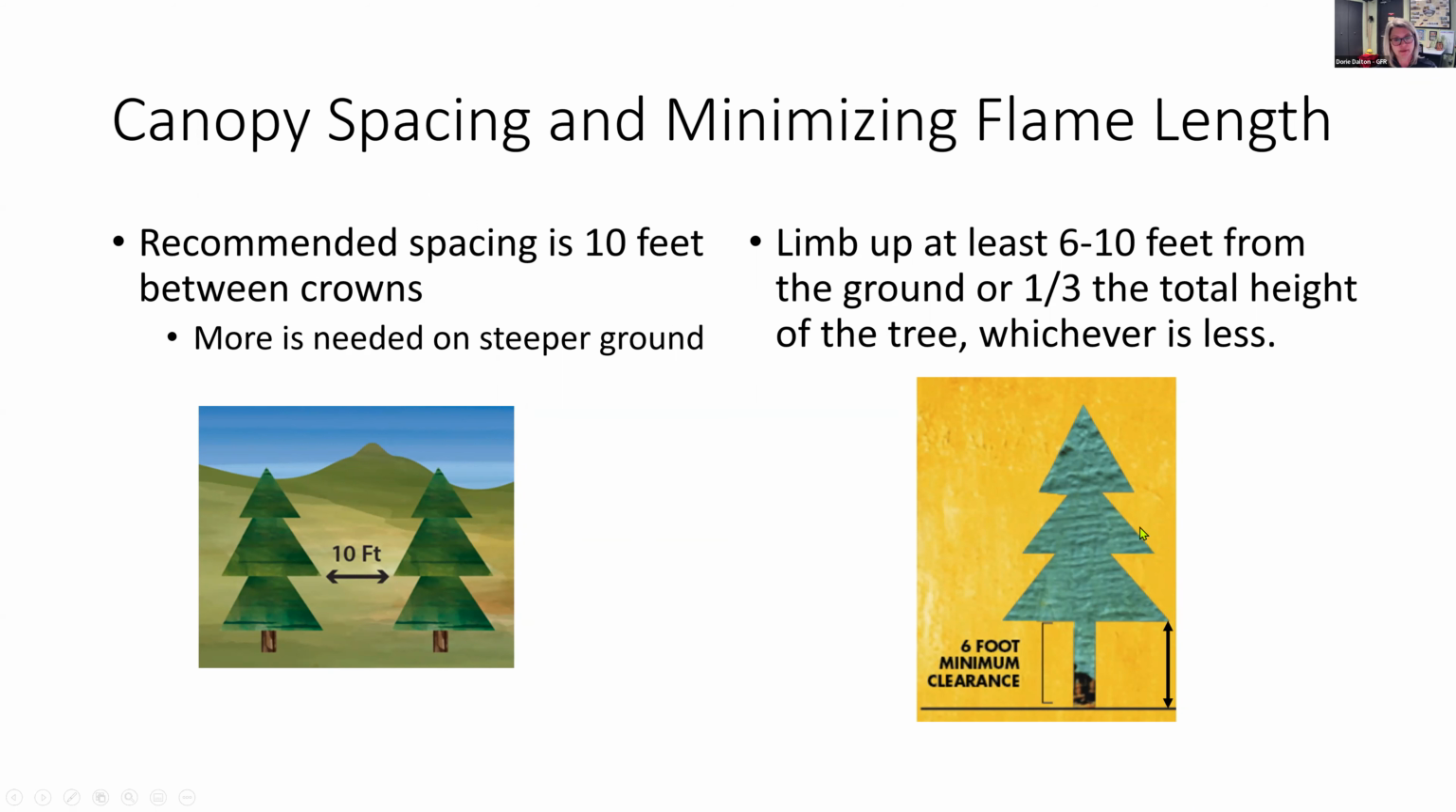And then we talk about limbing. And it's recommended to limb your trees 6 to 10 feet from the ground, or 1/3 the total height of the tree, whichever is less. And we mean from the outer branches. So if this tree is limbed up 6 feet, then a 6-foot person should be able to stand here and not have the tree touch their head.